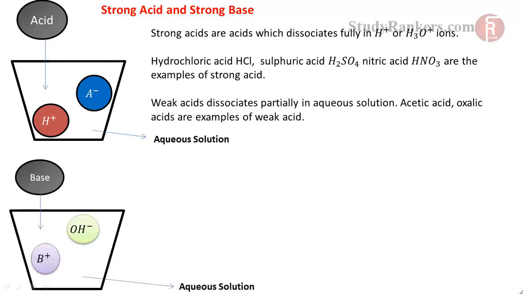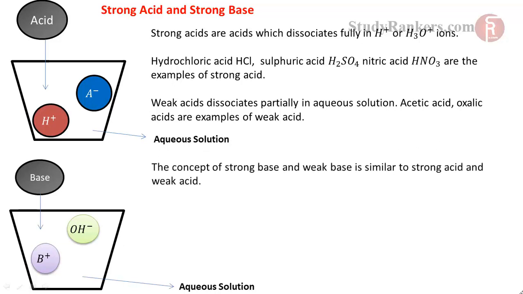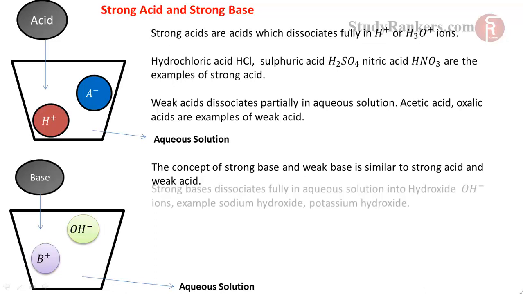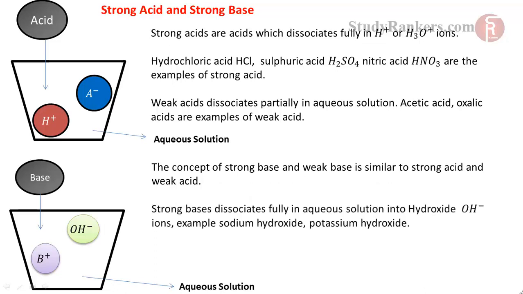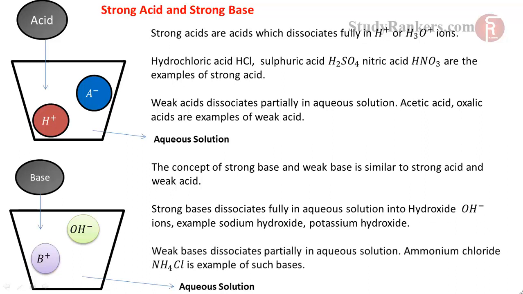The concept of strong base and weak base is similar to strong acid and weak acid. Strong bases dissociate fully in aqueous solution into hydroxide OH minus ions. Examples are sodium hydroxide and potassium hydroxide. Weak bases dissociate partially in aqueous solution. Ammonium hydroxide is an example of such bases.